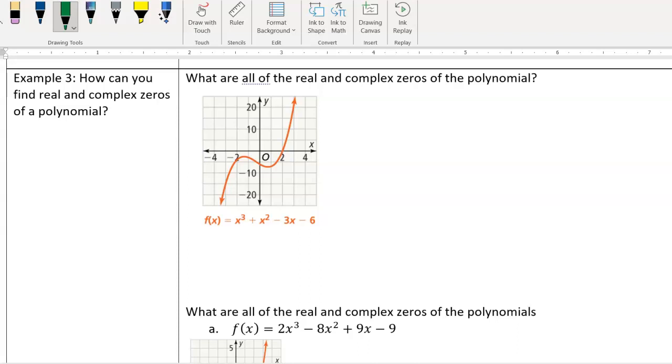In this video, we're going to be looking at how to find all the real and complex zeros of a polynomial by graphing and doing a couple of other techniques. But first, we need to understand what we mean by real and complex zeros.